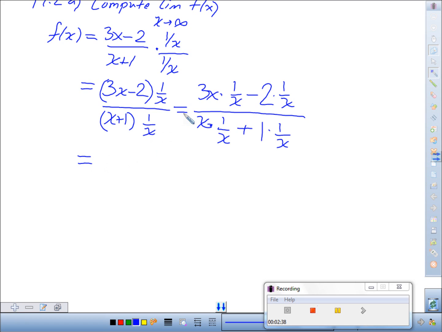And then I simplify. So here, my x's cancel, right? So I get 3. And here, my x's do not cancel. Okay, we can think about the 2 as being a 2 over 1, and we multiply numerators, multiply denominators, right? Or we can keep it as 2 times 1 over x. It doesn't matter. And again, our x's cancel, and we're left with 1, and 1 over x.